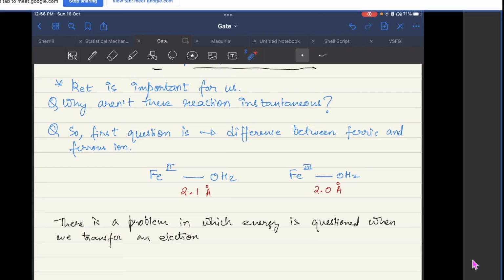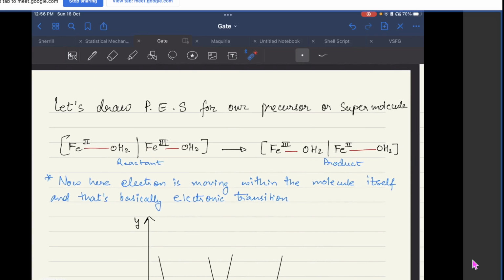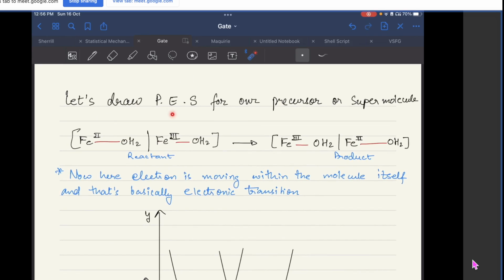So the problem is that we have to consider the difference in the energies also, and the question is, when the electron transfer is taking place, what will happen with the energy. So let's draw the potential energy surface for a precursor and our supermolecule. You can call the precursor complex a supermolecule also.